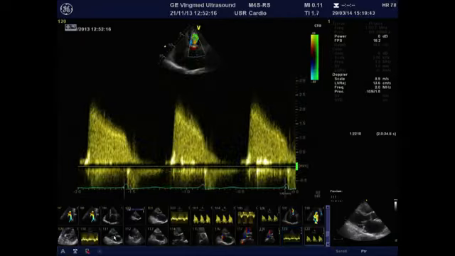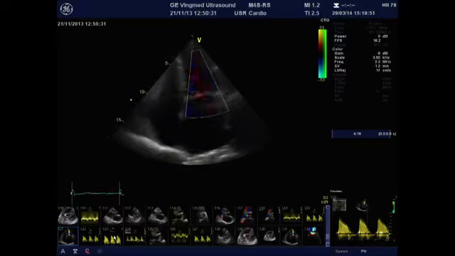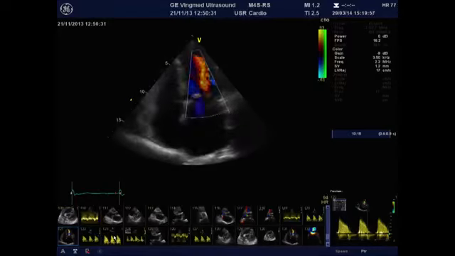So this is the mitral flow from the apical view. And using this view, we can thereafter measure the mitral gradient. This is the apical view using the color flow Doppler, and you can see that there is no significant mitral regurgitation in this case.